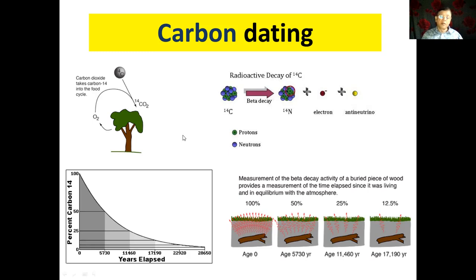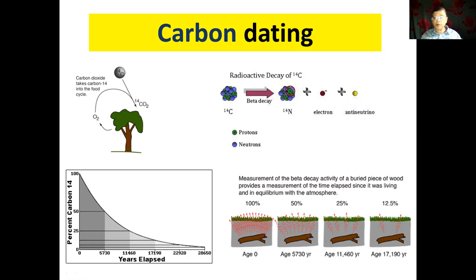But after the organism died, what will happen in the bone? The C14 will decay. If you can estimate how much of this decay has taken place, then you can calculate back to when that sample was alive. So if you find that 100% of the carbon 14 is there, that means it's a very recent sample. Its age is 0.